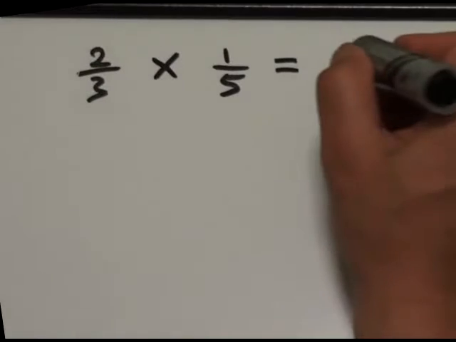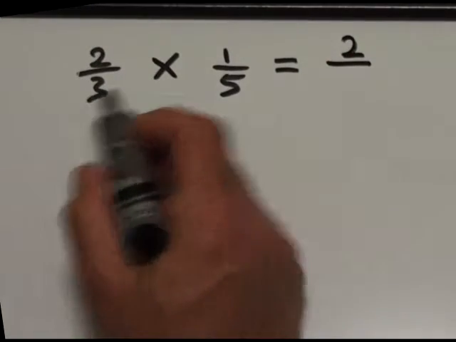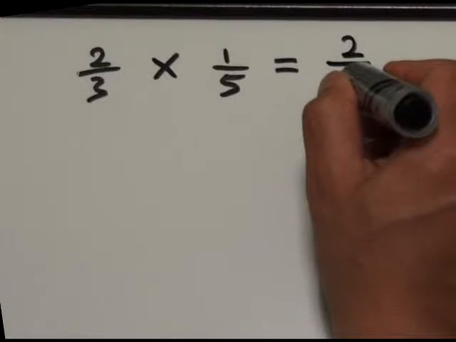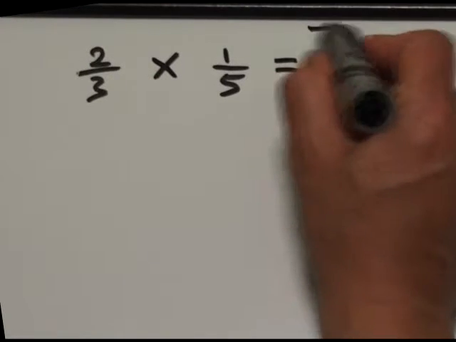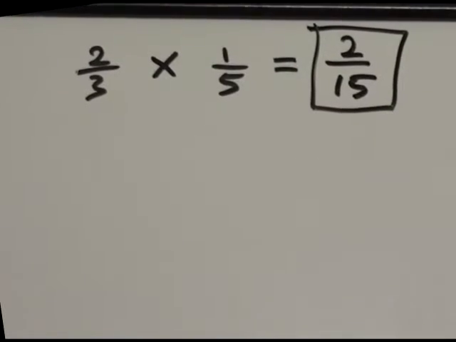So 2 times 1 on top is 2, and 3 times 5 on the bottom is 15. And that is all we can do with this problem.